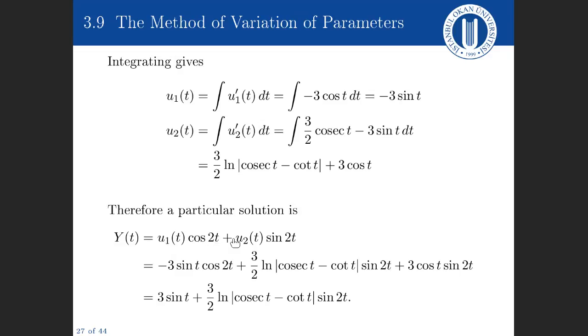u1 cos plus u2 sine. Put these in, simplify a little bit, and we get the answer 3 sine t plus 3 over 2 natural logarithm of the absolute value of cosec t minus cotan t, times sine 2t. This is a problem which we could not solve using the method of undetermined coefficients because we have these complicated functions. But we can do it using the method of variation of parameters.